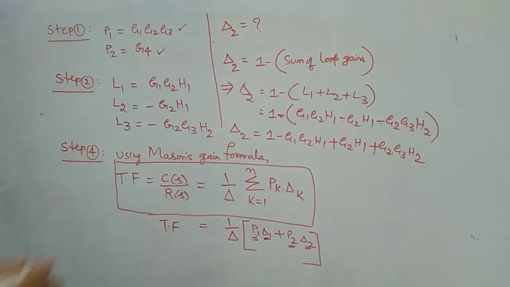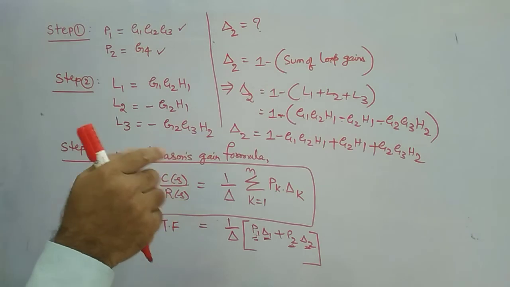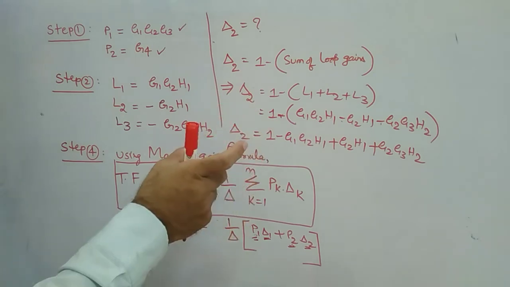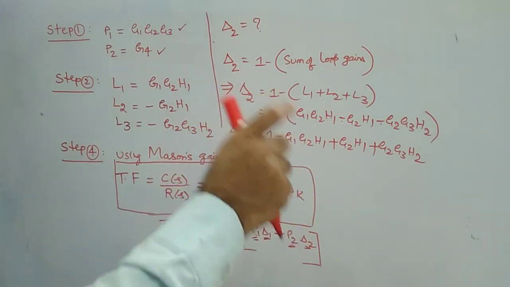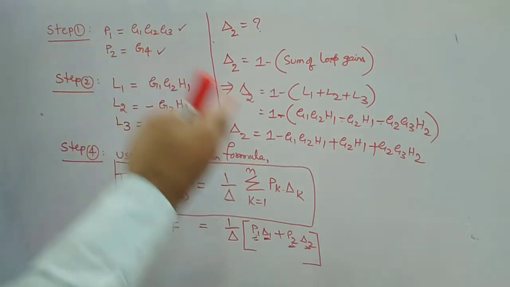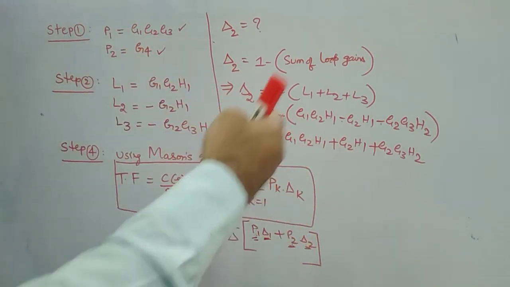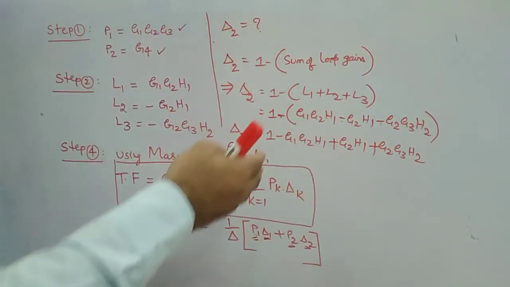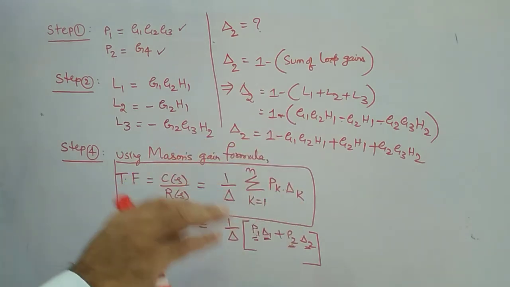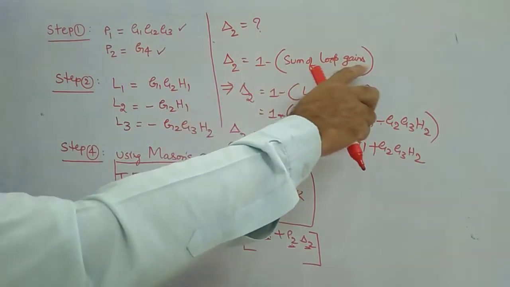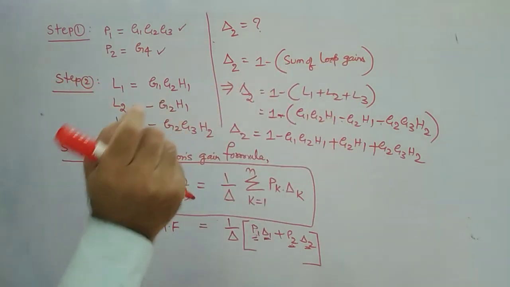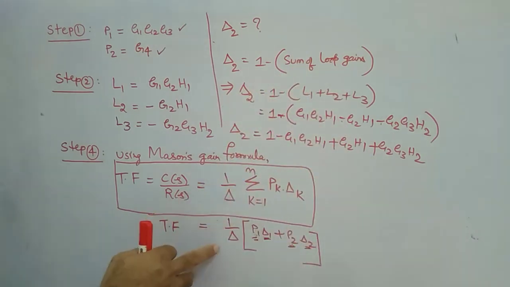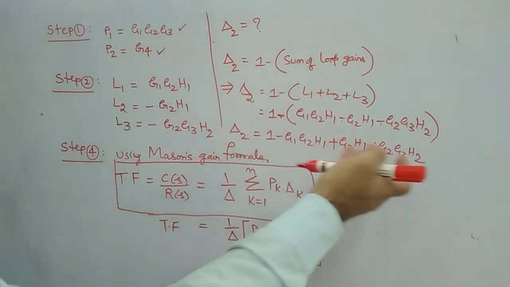Delta, again the delta formula is the same only. What is delta actually? Delta is nothing but 1 minus the sum of individual loop gains, plus the sum of the product gains of all possible combinations of two non-touching loops, and then three non-touching loops. For this given problem, there are no two non-touching or three non-touching loops. Therefore, your delta is equal to 1 minus the sum of loop gains. This value is nothing but your delta.